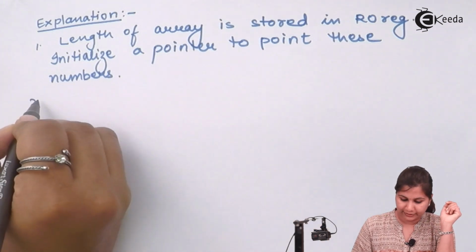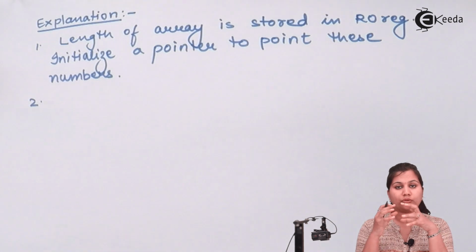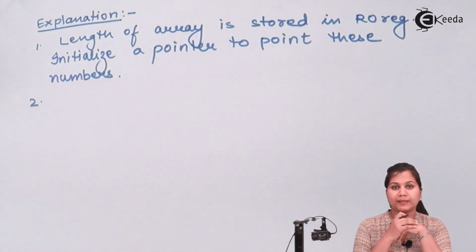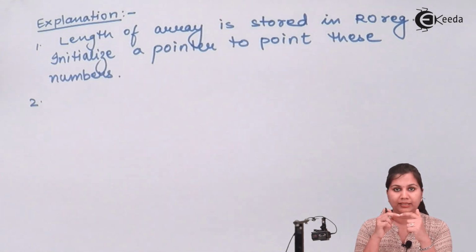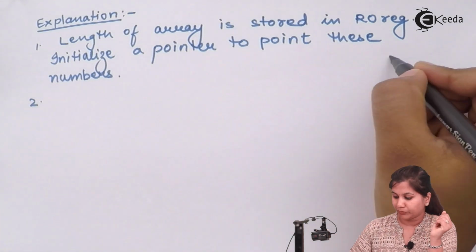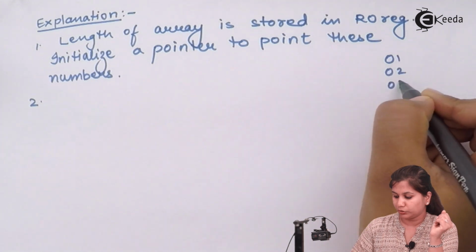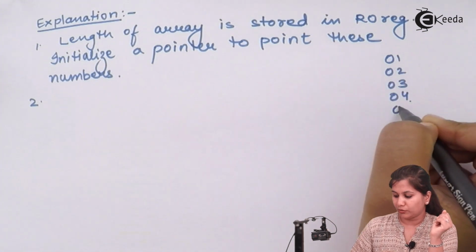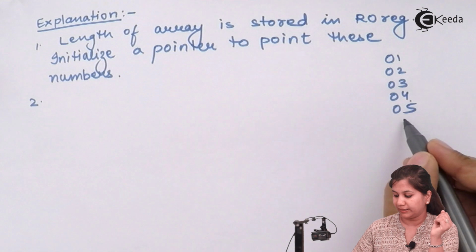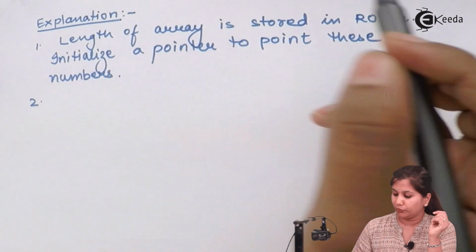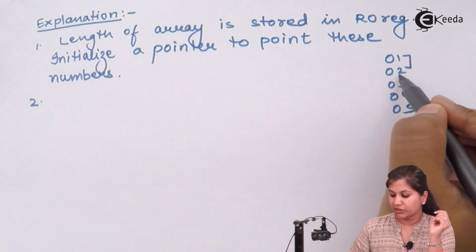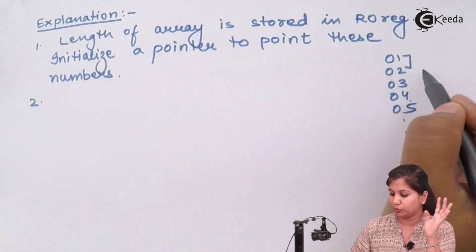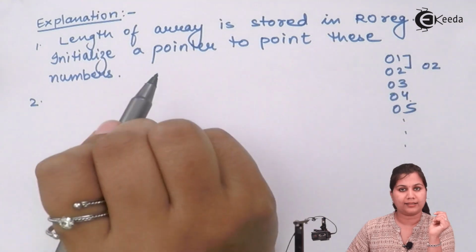Second, we want to find out which number is the maximum, so we will start comparing. Suppose there are 10 numbers: 01, 02, 03, 04, 05, and so on. We first compare the first two numbers. Out of these two, which is the maximum? 02. So 02 is the answer.